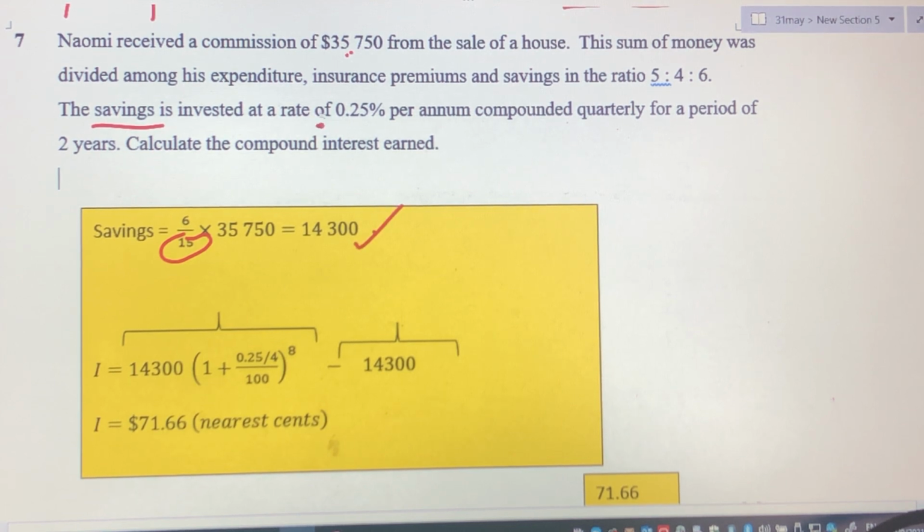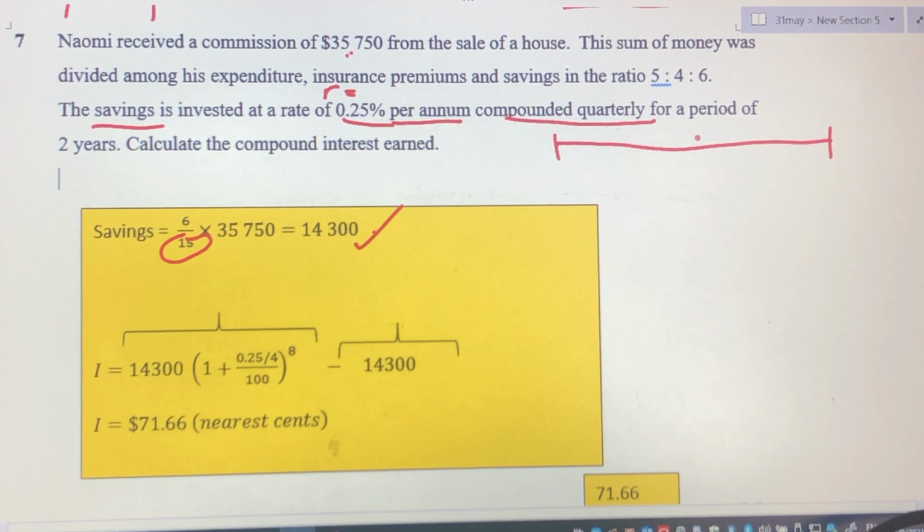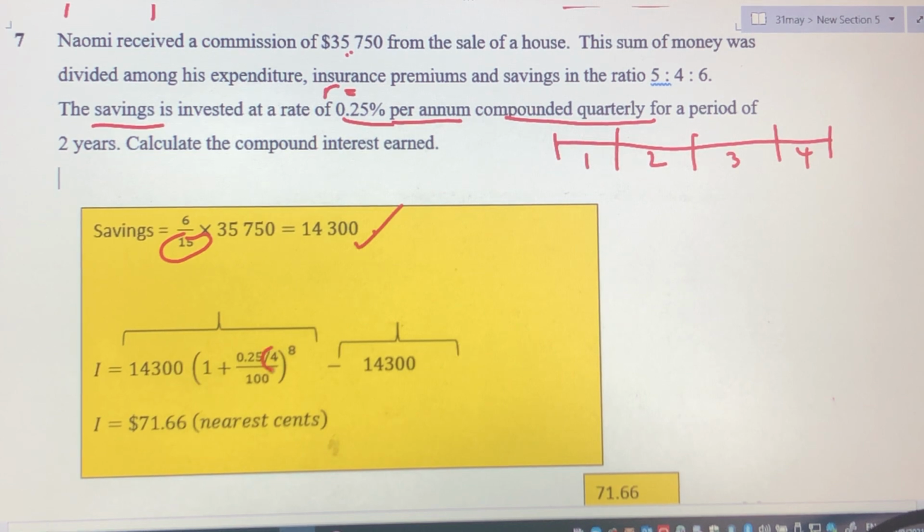Now, the interest rate is per annum, okay? 0.25%, but it's compounded quarterly. Now, in a year, what do you mean by compounded quarterly? In a year, if you compound it half yearly, it is 2 times a year. If you compound it quarterly, it is 4 times a year. If you compound it every month, then it's 12. So in this case, there are 1, 2, 3, 4 times that you compound it. Alright? That's why we divide this interest rate by 4.